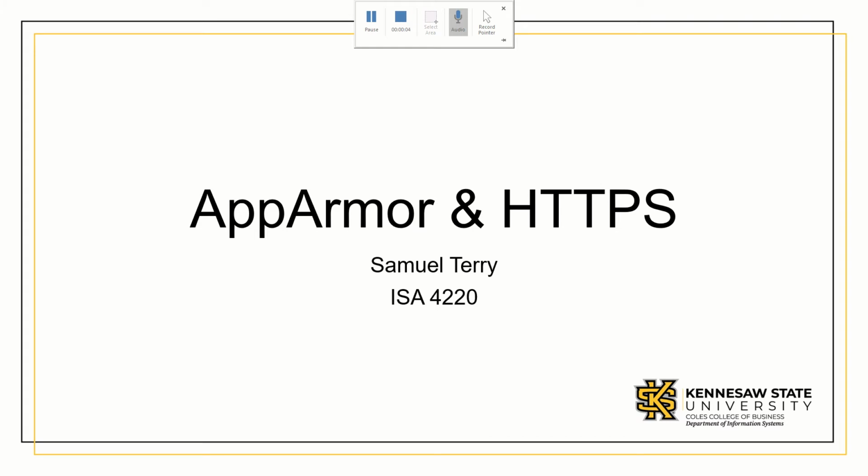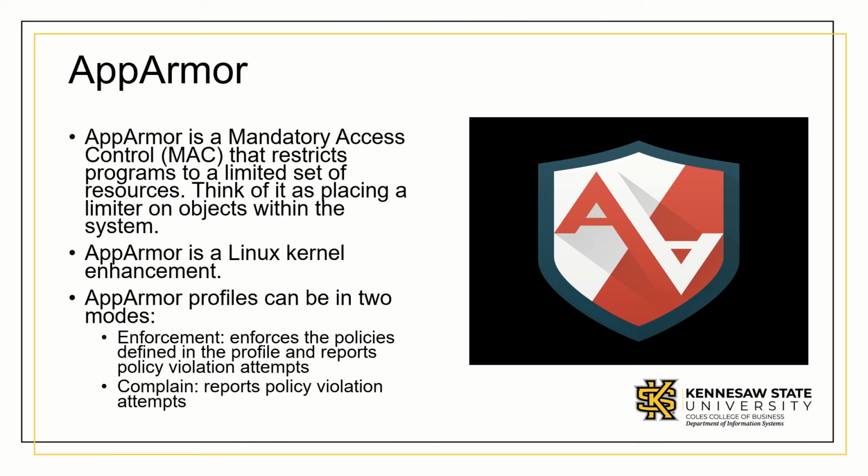This is ISA 4220, and today I'm going to be talking about AppArmor and HTTPS and their hardening techniques. So first for AppArmor, it is a mandatory access control that restricts programs to a limited set of resources. Think of it as basically a limiter on objects within the system. AppArmor is a Linux kernel enhancement. Basically, all that means is that it's on the Linux operating system.